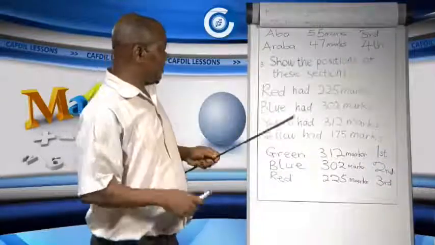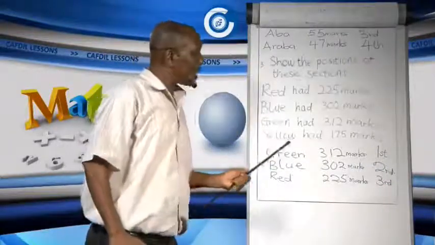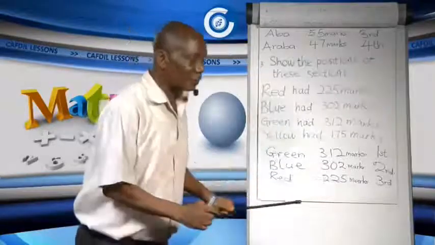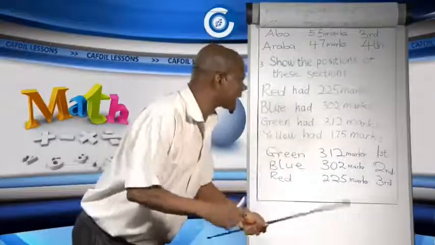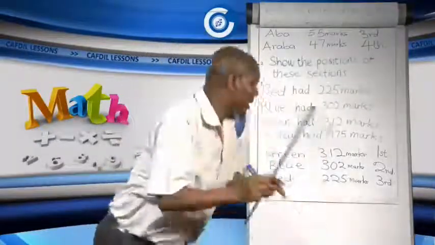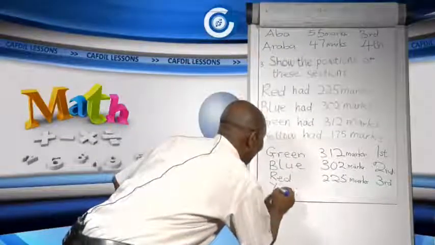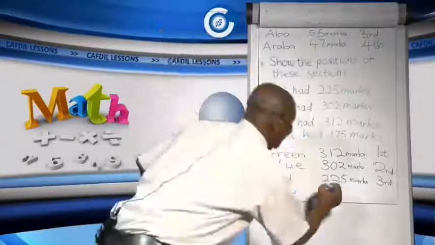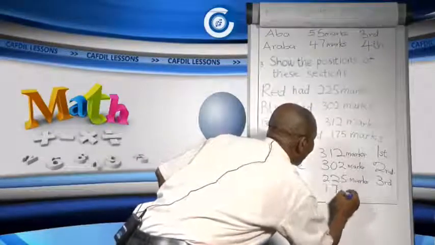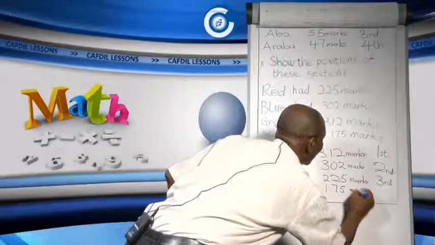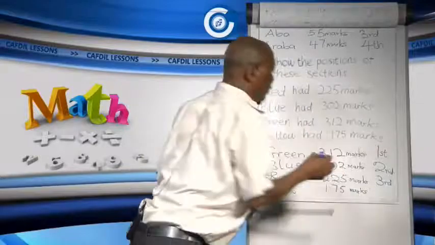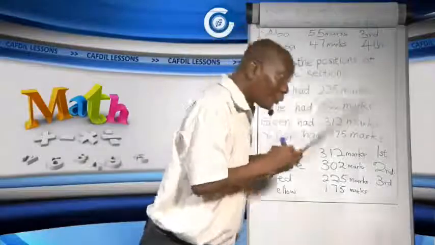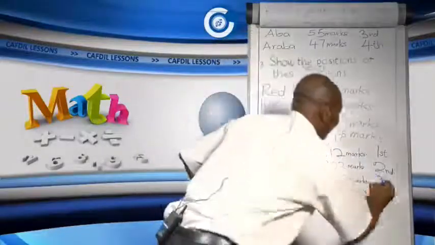And what did yellow have? Yellow had 175. Yellow had the smallest figure. Yellow had 175, and that is the smallest. So yellow took the fourth position.